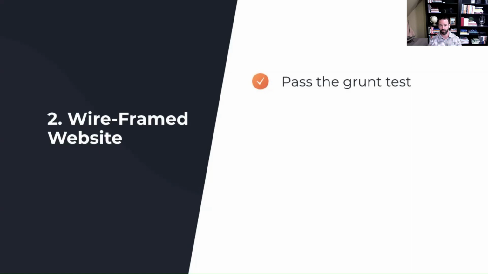So please write this down. The grunt test is, what do you do? How do I get it? How does it make my life better? We have to be able to answer those 3 things in order for our website to be a very effective development officer for our organization.